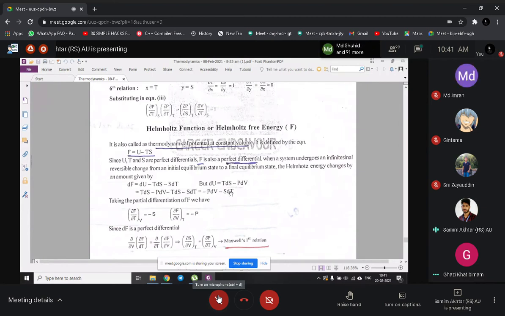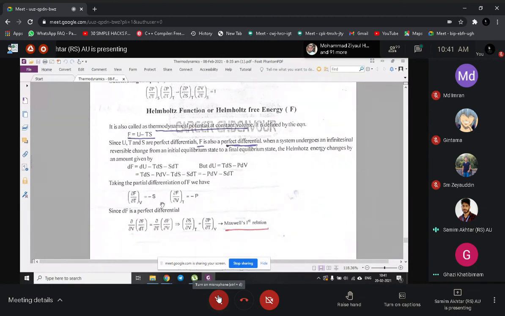So whenever you take the derivative of this form with respect to T, it gives minus S. Whenever at a constant temperature, dT is zero, right? So whenever you take the derivative of F with respect to V at a constant temperature, it gives the pressure. So this is basically how to relate different parameters.